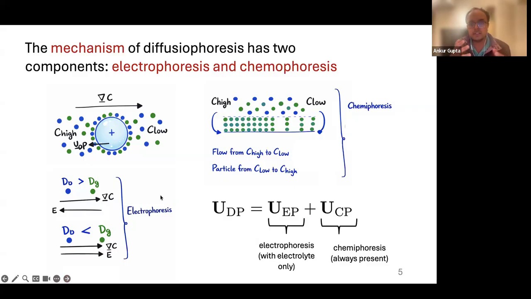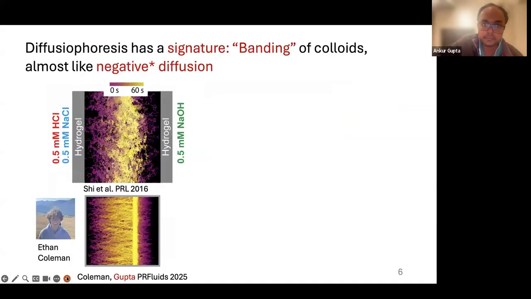Now, in non-electrolytes, essentially, you have a different kind of interaction, which can again increase the concentration of ions near the surface or decrease the concentration of ions near the surface. And that will dictate the sign of the diffusiophoretic velocity. All right. So now diffusiophoresis has a signature, and this is basically what I like to call banding.